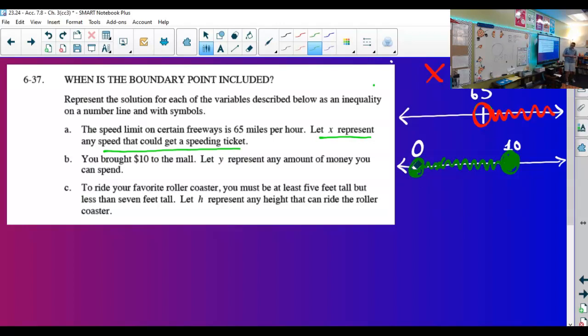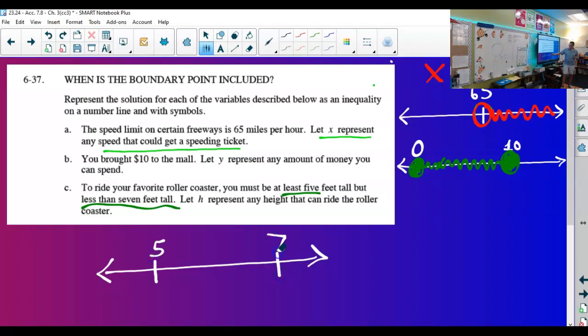Ada, to ride your favorite roller coaster, you must be at least 5 feet tall, but less than 7 feet tall. Can you talk me through how to make this? So, probably start with this, right? Yeah. Then what two numbers are important here? 5 and 7. You guys, your numbers can go above the number line or below the number line. It doesn't really matter. Sorry, that 7 got a little funky. Okay, 5 and 7.